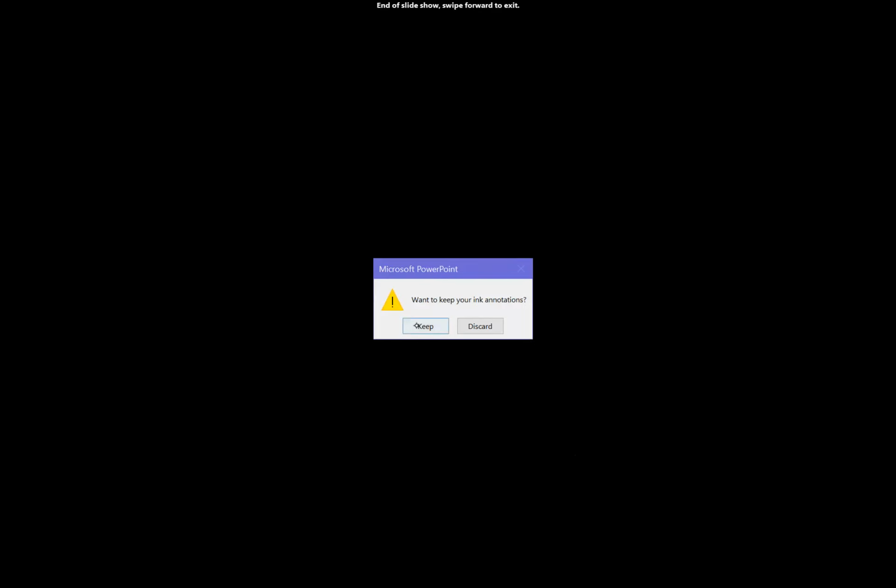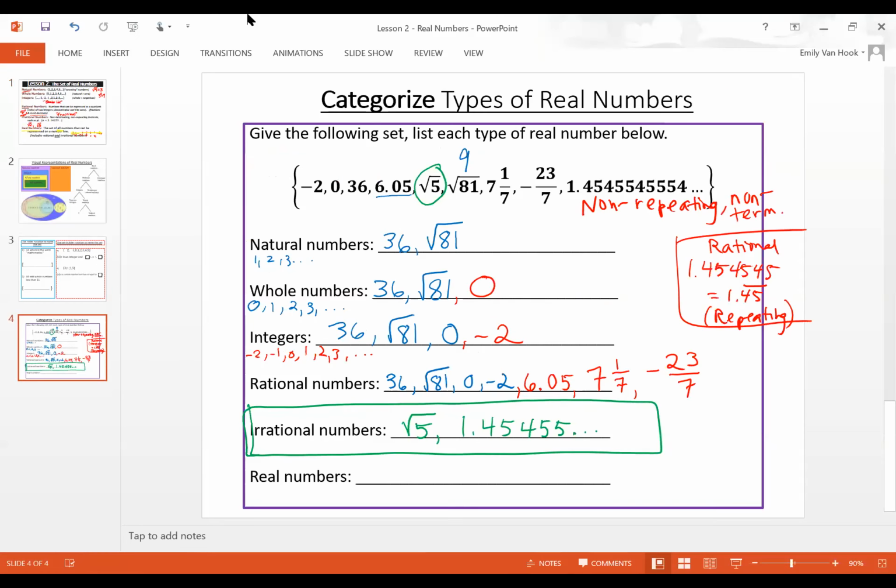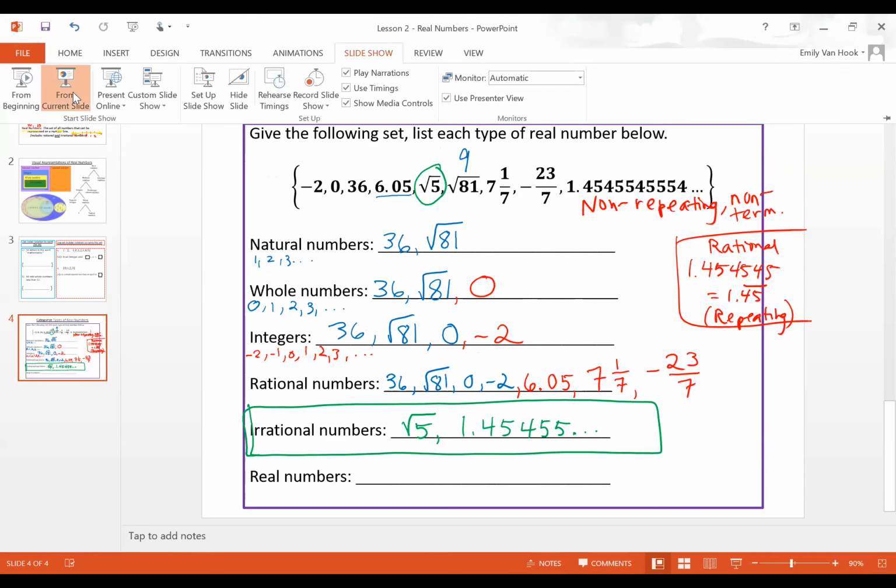Sorry about that. When I get near the end, it keeps thinking I want to be done. So let me get us back to that slide here. Oh, we can see it okay. All right, so we're almost done with that particular slide. Let's just get back to it so we can see it better.